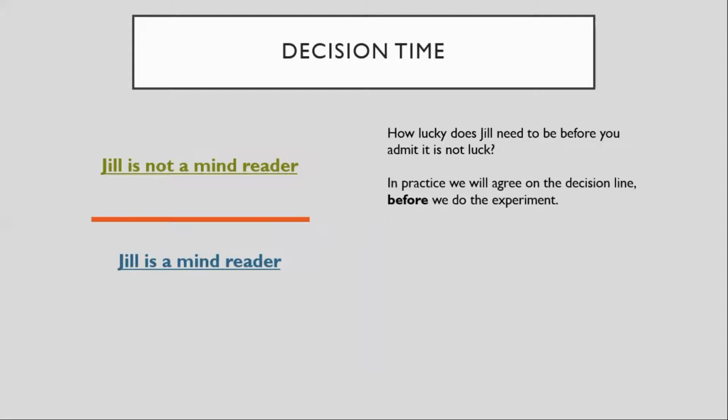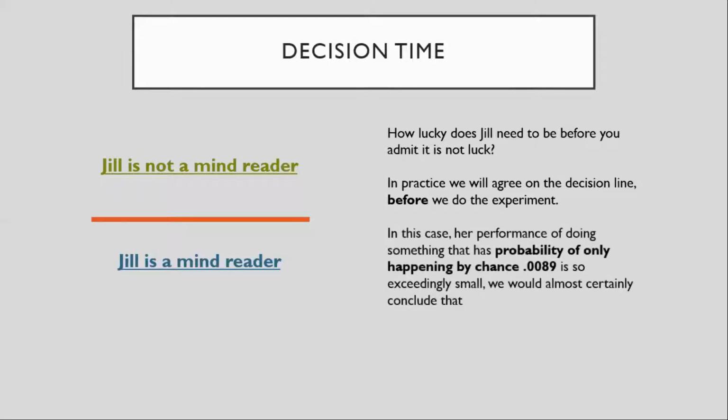Well, in practice, we need to decide where that line is before we did the experiment. Jill and I should have made a decision: how good does she have to do to prove herself, essentially? In this case, however, the probability of what she accomplished is 0.0089. That is so exceedingly small that we would have to conclude that yes, Jill is reading our mind, right? Or cheating. But the point is, this is so rare that you have to admit that Jill is doing something besides just guessing.